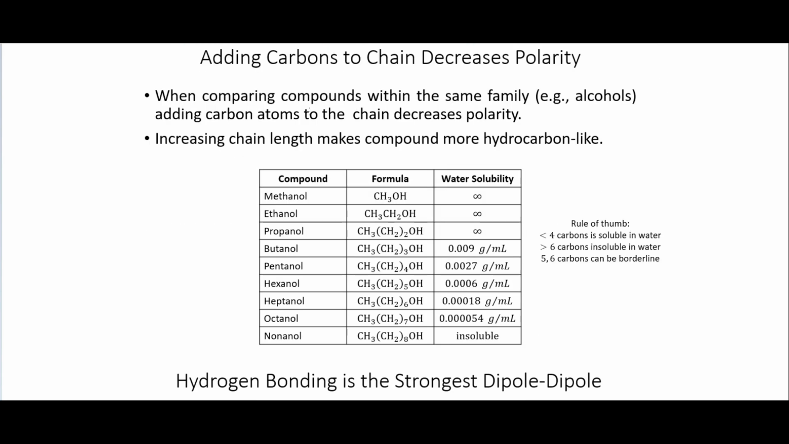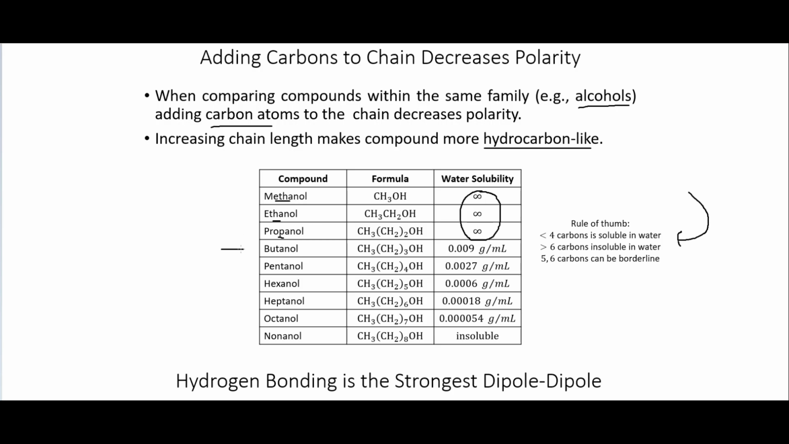So when comparing compounds within the same family, so if we're looking at just alcohols, adding carbon atoms to the chain decreases polarity. And so increasing chain lengths makes the compound more hydrocarbon-like. And so this is that rule of thumb I was talking about here, where if it has fewer than 4 carbons, then it's soluble in water. If it has greater than 6 carbons, it's considered insoluble in water. 5 and 6 carbons can be borderline. And so we can look at the solubilities here for methanol, ethanol, and propanol, which are infinitely soluble in water. So you can mix as much of those into water as you want and it will dissolve.